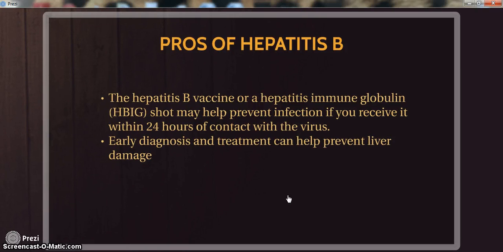The prevention of hepatitis B: the hepatitis B vaccine or hepatitis immunoglobulin shot may help prevent infection if you receive it within 24 hours of contact with the virus. Early diagnosis and treatment can help prevent liver damage.